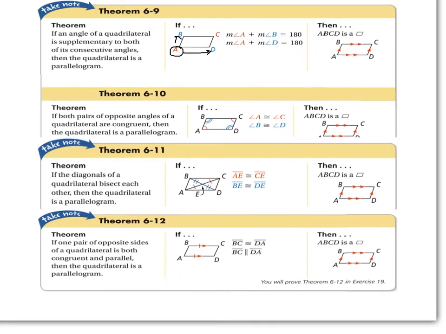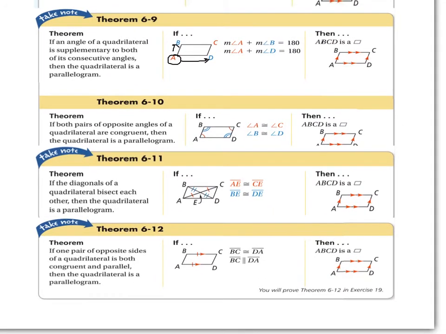The fourth one: if the diagonals of a quadrilateral bisect each other, then that's a parallelogram. That's exactly the same as a characteristic of a parallelogram. These other ones had some different subtleties to them. But this one, the diagonals have to bisect each other. And then the last one is something new and different. If one pair of opposite sides of the quadrilateral is both congruent and parallel, then the quadrilateral is a parallelogram.